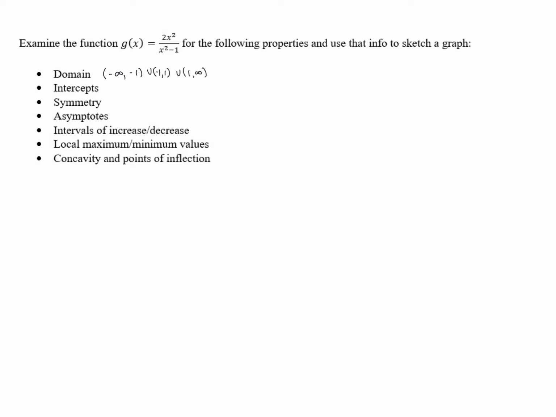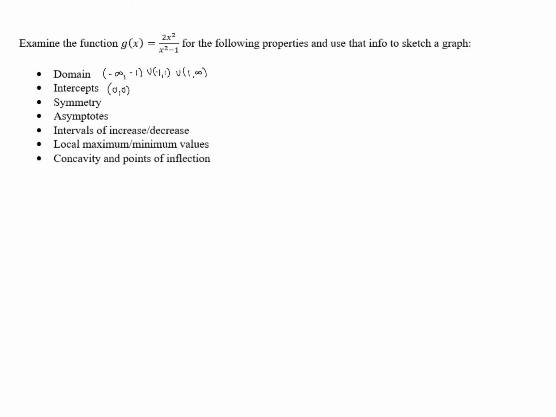The intercepts, well, the y-intercept is what we get when we set x equal to 0. And when we do that, the numerator is 0, the denominator is negative 1. 0 divided by negative 1 is 0. So the y-intercept is going to be 0, 0. That is also an x-intercept. If we want to find x-intercepts, remember that's when the numerator equals 0, and that's only going to happen when x equals 0. So this is going to be the only intercept for this function.